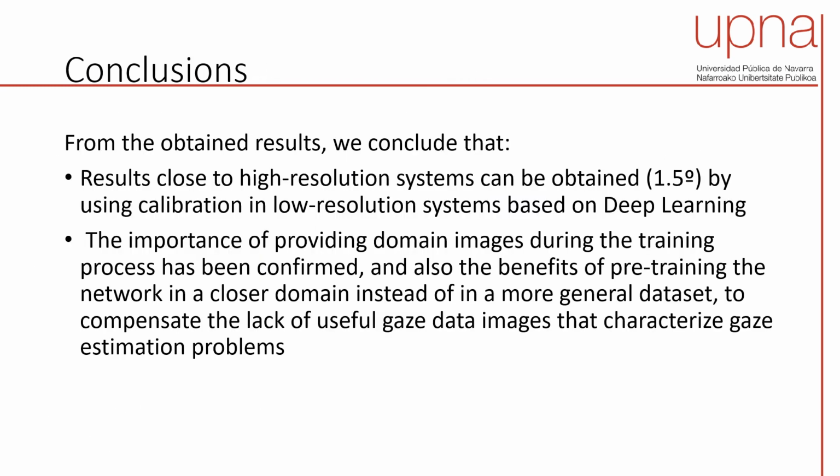From the obtained results, we conclude that results close to high-resolution systems can be obtained by using calibration in low-resolution systems based on deep learning. The importance of providing domain images during the training process has been confirmed, and also the benefits of pre-training the network in a closer domain instead of in a more general dataset, to compensate the lack of useful data images that characterize gaze estimation problems.